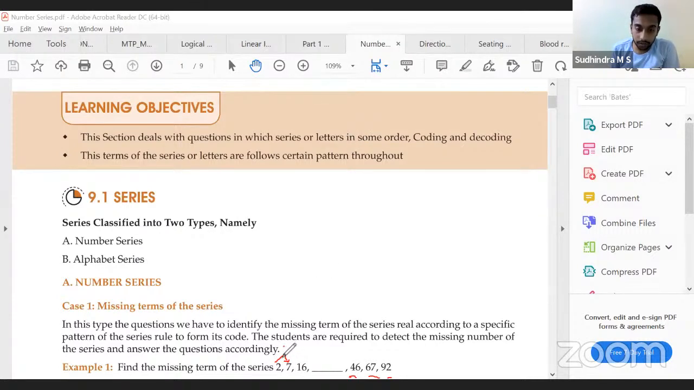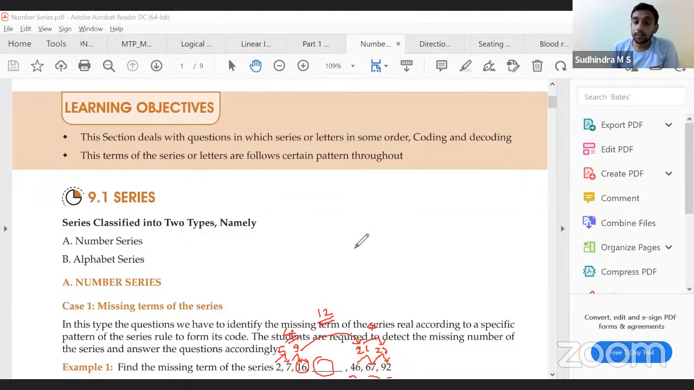There is an increase of 5. Here there is an increase of 9. Here there is an increase of how much? 21. Here there is an increase of 25. So from 5 to 9 there is an increase of 4. From 21 to 25 there is an increase of 4. From 9 to 21 there is an increase of 12. Why is there an increase of 12? Because from 16 there is one more term to 46.